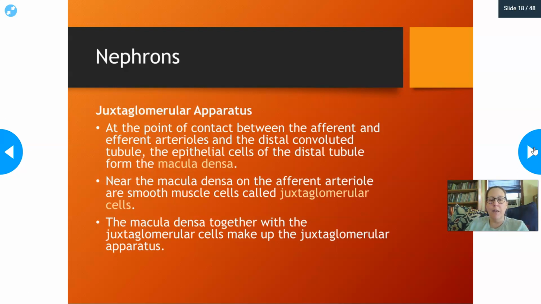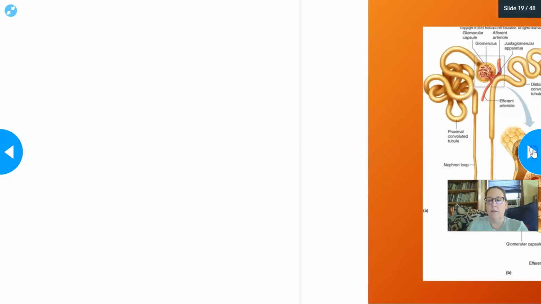And near the macula densa, on the afferent arteriole are smooth muscle cells called juxtaglomerular cells. And they have a really big role. So the macula densa, with the juxtaglomerular cells, they are the components, again, of that sensor, and make up the juxtaglomerular apparatus. And they have a big role in urine formation and filtration and even blood pressure and things like that.